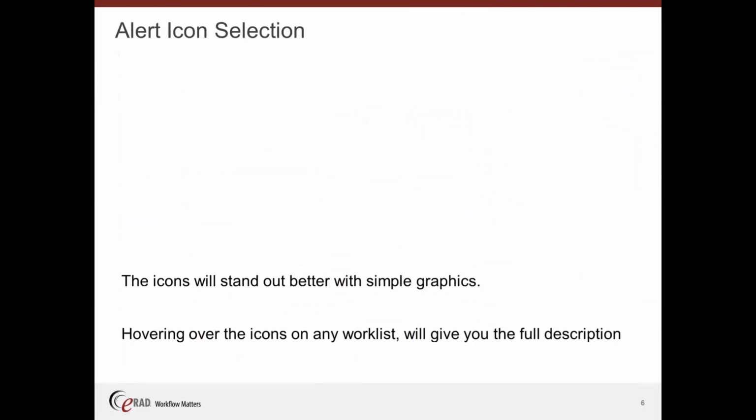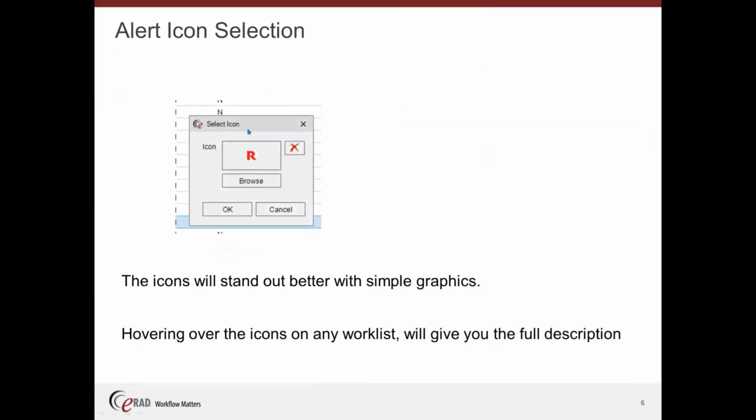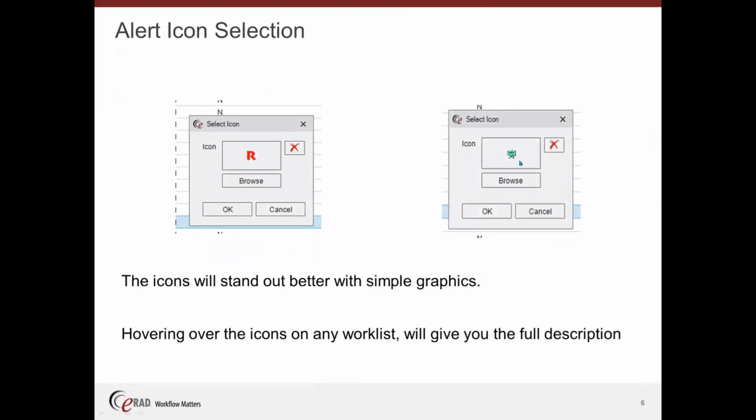On the alert icon selection, simple graphics stand out a little bit better than what you might expect. So let me show you the difference. Here I have just a big, bold red R, obvious. It's going to look exactly like what you see here on the work list. Here I have added one that had a lot more detail. And as you can see, it's a little bit hard to make out what that really is. It is a green check mark. It has a shield around it as well.